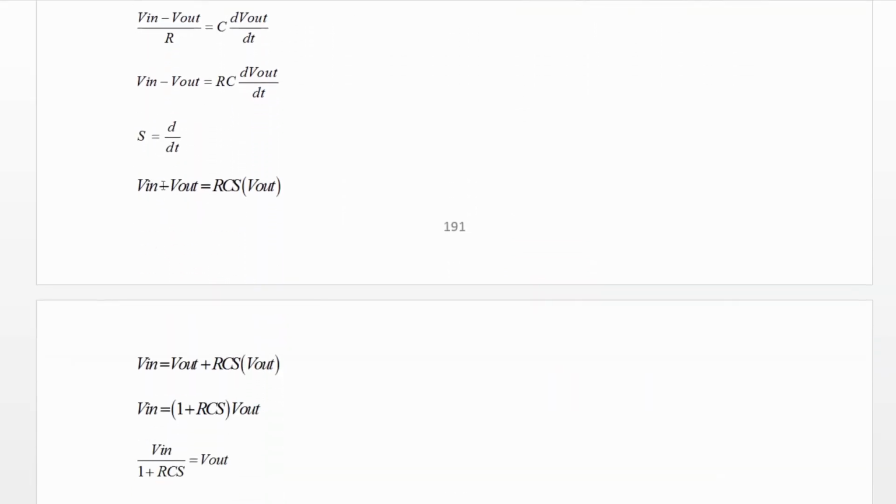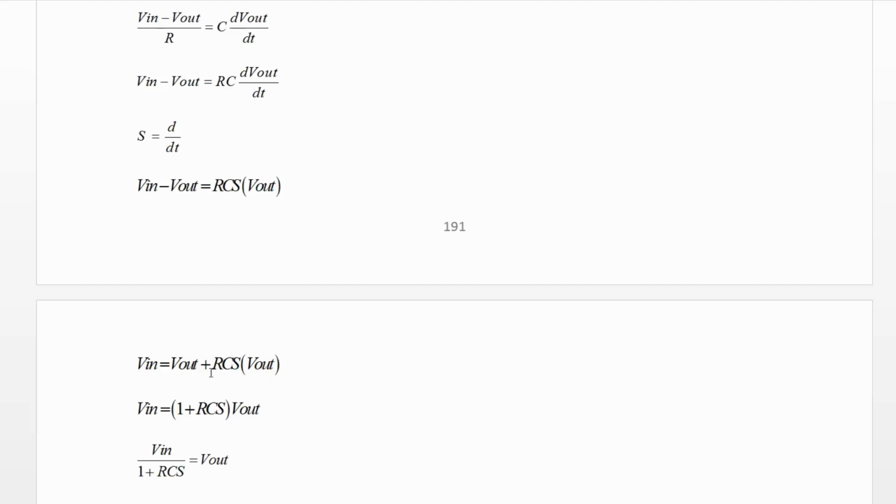So we get voltage in minus voltage out equals RCS, volts out. So we collect like terms, add a volt out to both sides. And we get voltage in equals voltage out plus RCS, voltage out. So with this in parentheses, and we take a voltage out of it, we get Vin equals (1 plus RCS), parenthesis, volt out. Because this is RCS times volt out. It's all one calculation, all one multiplication.